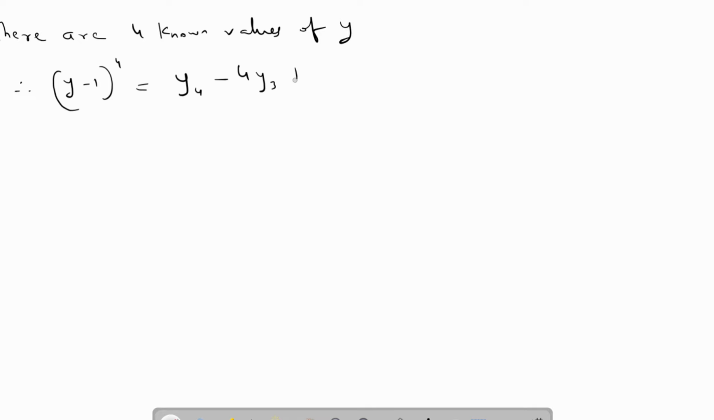There are 4 known values of y. Therefore, (y minus 1) raised to 4 equals y4 minus 4y3 plus 6y2 minus 4y1 plus y0 equals 0. Okay, so we have to expand here accordingly. Next, we have to substitute the values accordingly.